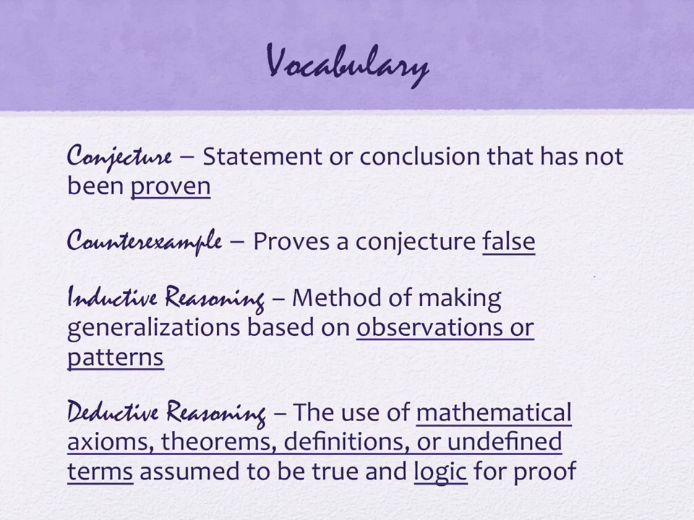Conjecture is a statement or a conclusion that has not been proven. A counterexample is something that proves a conjecture false. And then these last two are very specific to mathematics: inductive and deductive reasoning. We do see them in other places in sciences as well, but this might be the first time we've heard them defined specifically. Inductive reasoning is a method of making generalizations based on observations or patterns. And deductive reasoning is the use of mathematical axioms, theorems, definitions, or undefined terms assumed to be true, and logic for proof.